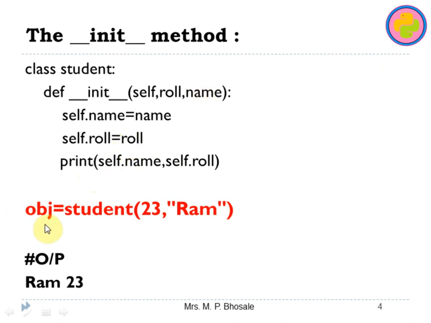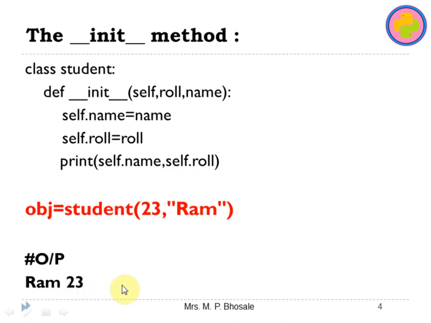So whenever I create this object, and of course as it has a constructor, I need to pass here two parameters, role and name. So when I pass this role and name in this constructor, the name is printed first and then role, so I get the output Ram and 23. So this is the second example.